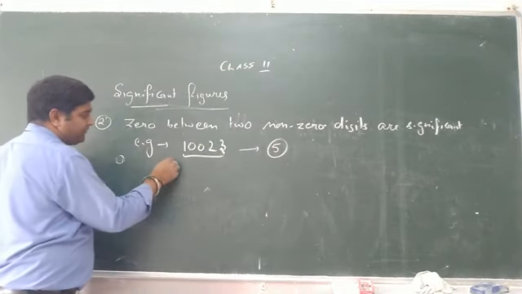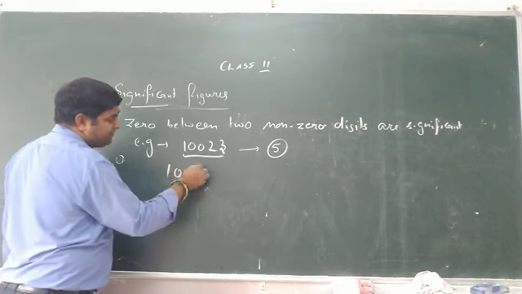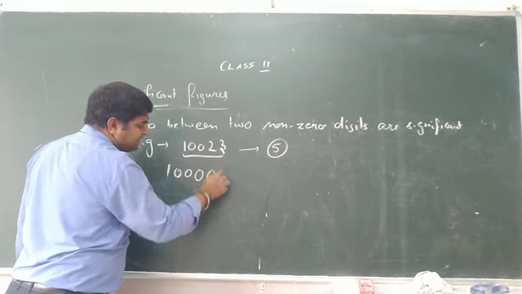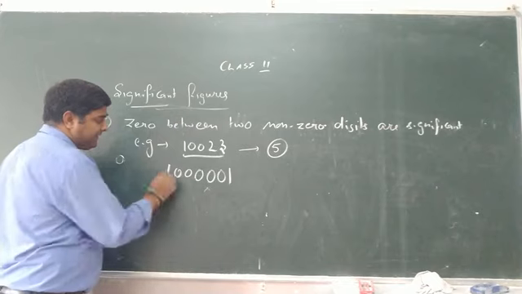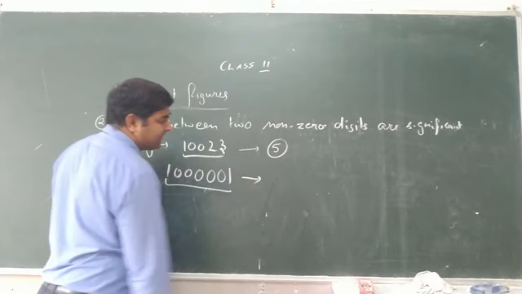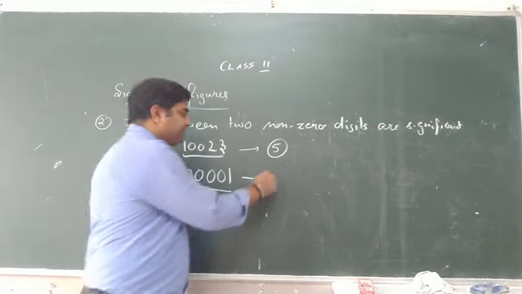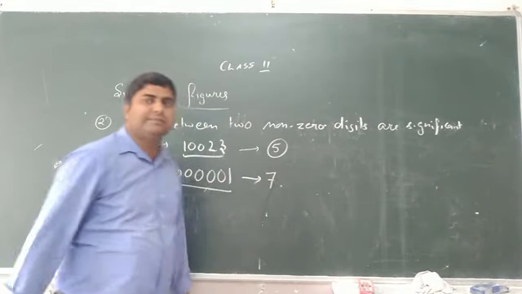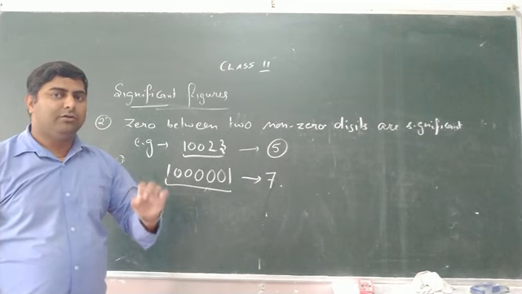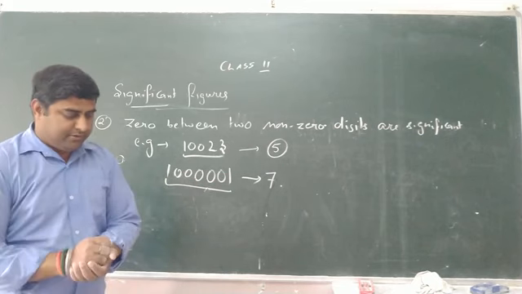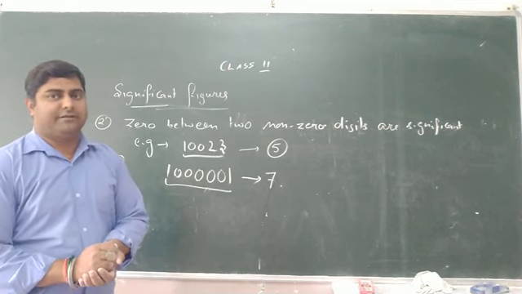If we have 1, 0, 0, 0, 0, 0, 1, then how many significant figures does it have? 1, 2, 3, 4, 5, 6, 7. So 0 in between non-zero digits is always significant.